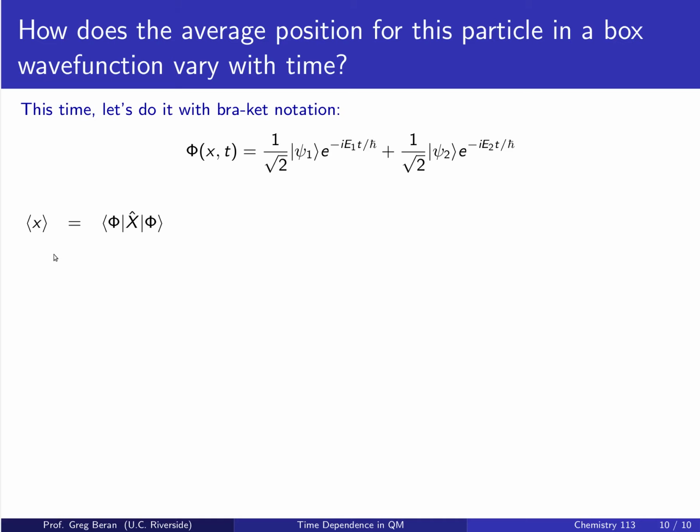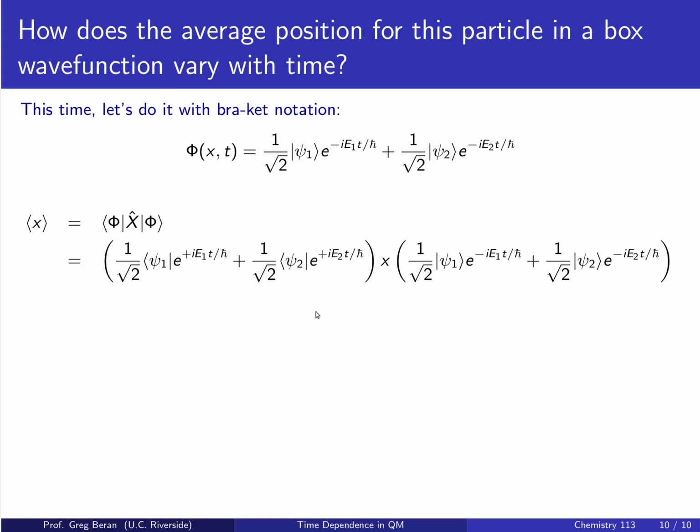Now we're going to calculate the expectation value by taking the bra phi, x, ket phi. Everything's going to look basically the same as what we did on the last few slides, except now I have the variable x in between the two wave functions, coming from my operator x. Multiply all this out, and again, some of the terms have e to the 0 going to 1, so I don't worry about those. I end up getting 1/2 times the expectation value of x for psi 1, plus 1/2 times the expectation value of x for psi 2, plus cosine omega t times the matrix element of x between psi 1 and psi 2.